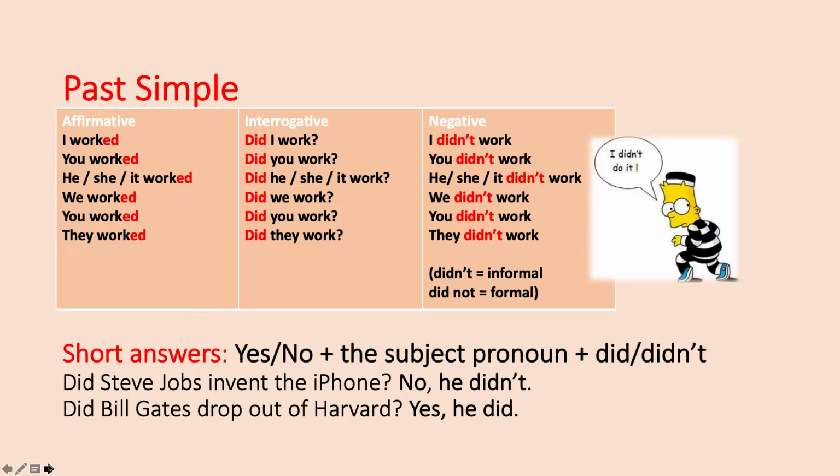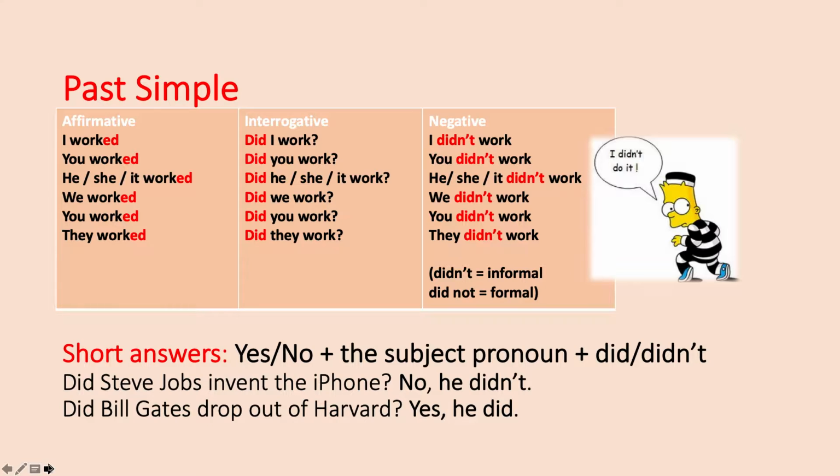To make negatives, we use didn't for informal speech, and we use did not when we use formal language. And again, we drop the ending -ed. So we say, I didn't work, or I did not work, you didn't work, he didn't work, we didn't work, you didn't work, they didn't work.